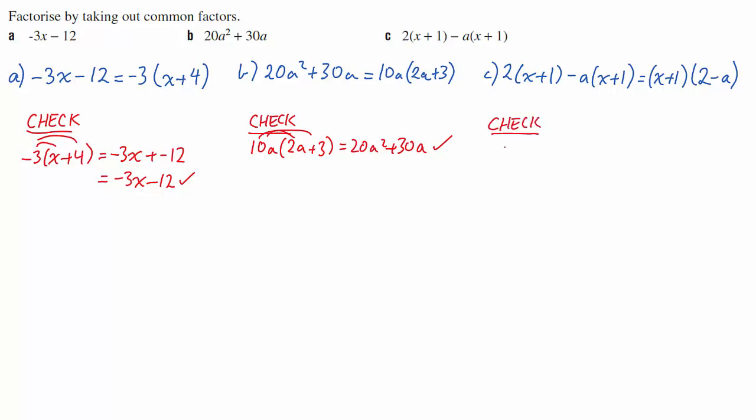So let's check that by expanding it. But we're not actually going to expand it fully. We're going to just keep that (x plus 1) in brackets. So (x plus 1) times (2 minus a) is 2 times (x plus 1) minus a times (x plus 1). Therefore, we have got a correct factorization.